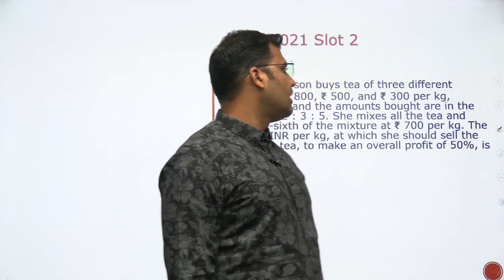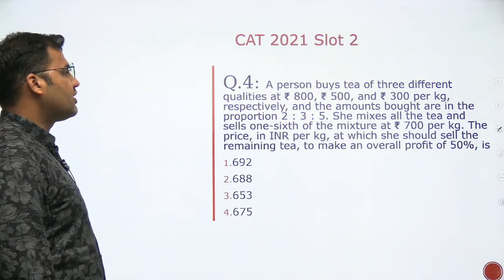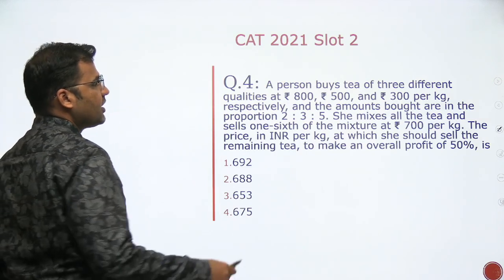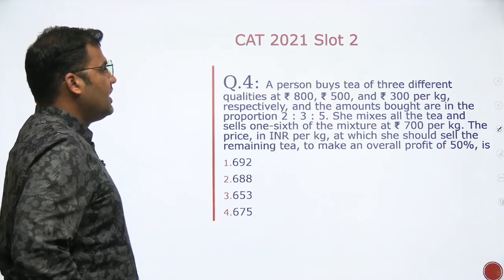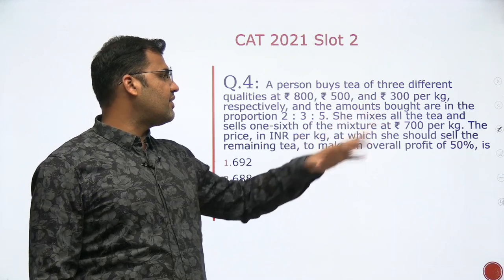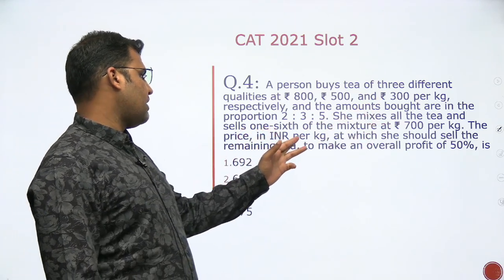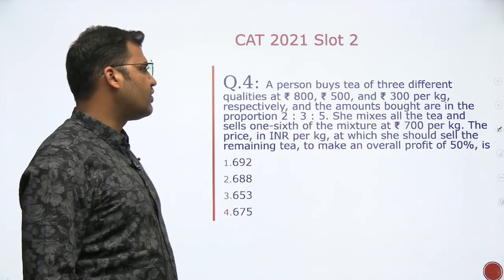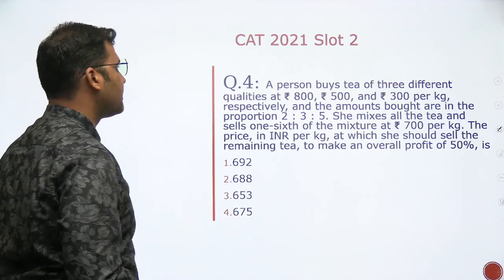Okay, here is the next question, number 4. A person buys teas of 3 different qualities at 800, 500 and 300 rupees per kg respectively, and the amounts bought are in the proportion of 2:3:5. She mixes all the tea and sells 1/6 of the mixture at 700 rupees per kg. The price in INR per kg at which she should sell the remaining tea to make an overall profit of 50%. Very simple, a standard weighted average, basic, easiest question.